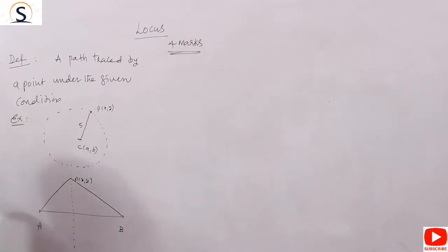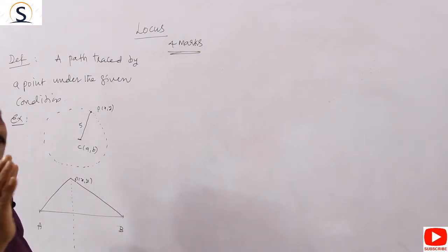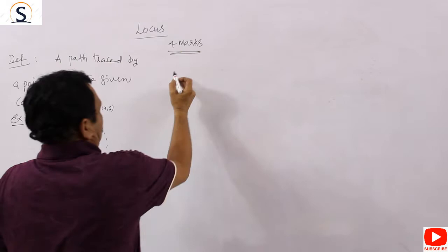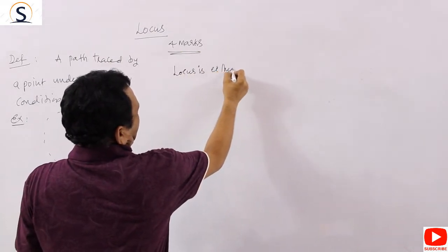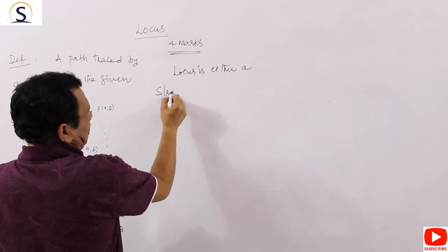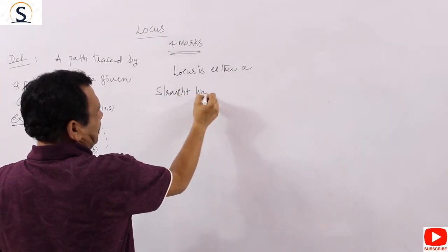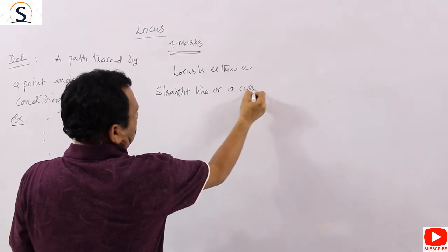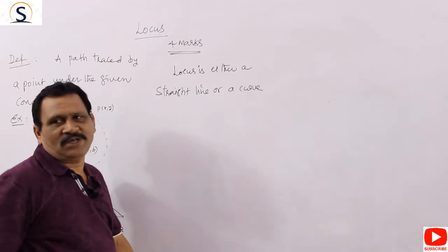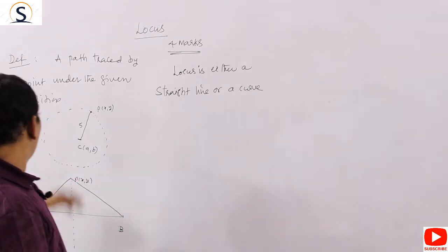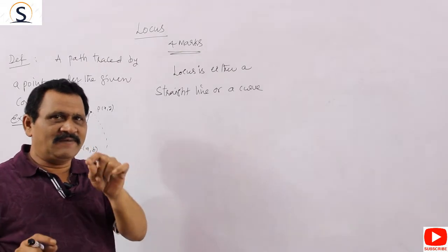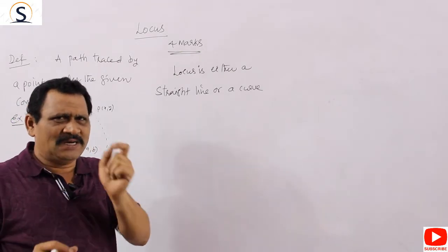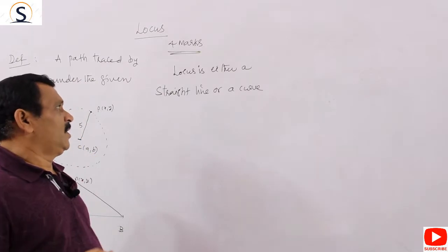That means the simple definition is locus is a straight line or a curve. Okay. So, locus is either a straight line or a curve. So, this is the simple definition of the locus. Okay. So, locus means it is the path traced by the point under the given condition. In this total chapter, a single concept I will be telling you.